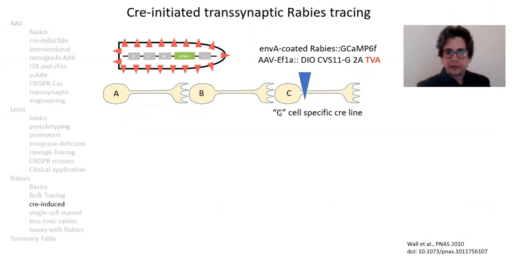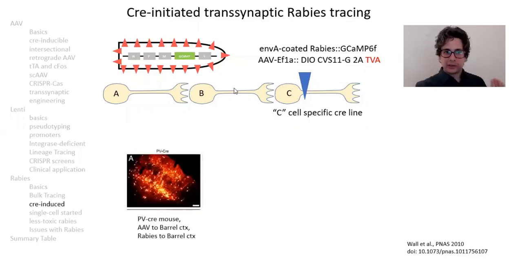When you're delivering something to C, you're not only giving the G but also the TVA, in a way that you make sure it's restricted to cell type C. Then your rabies virus can be coated with envelope A, not the G protein. So it will not infect anything else in your mouse or even in the human, but it will infect that cell.